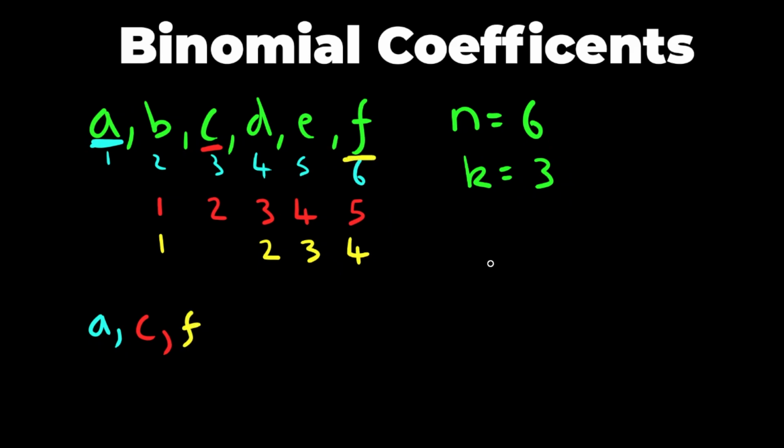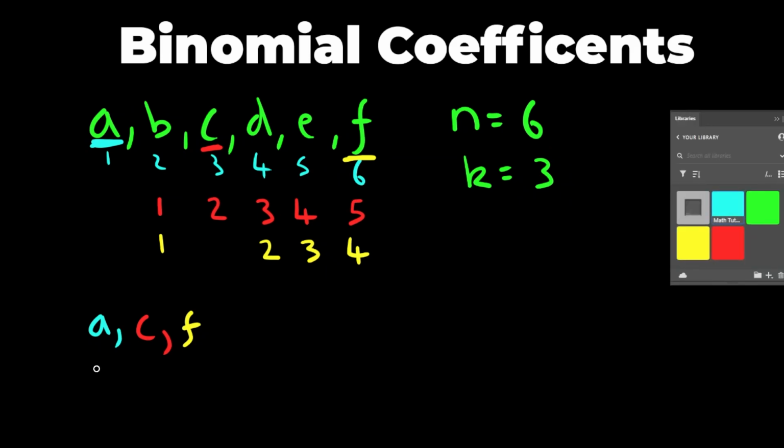Okay, so there were 6 ways I could do this, times 5 ways I can do that, times 4 ways I could do that, and that equals 6 times 5, 30, times 4, 120 possible ways.